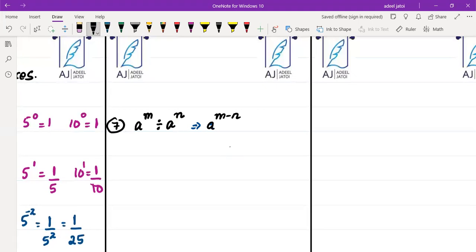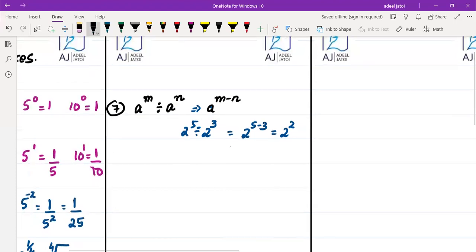So for example, if we have 2 to the power 5 divided by 2 to the power 3, this should be 2 to the power 5 minus 3, which means we will have 2 to the power 2, and 2 squared is what? 4.